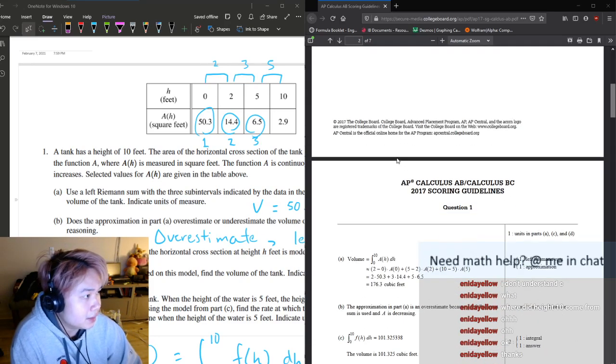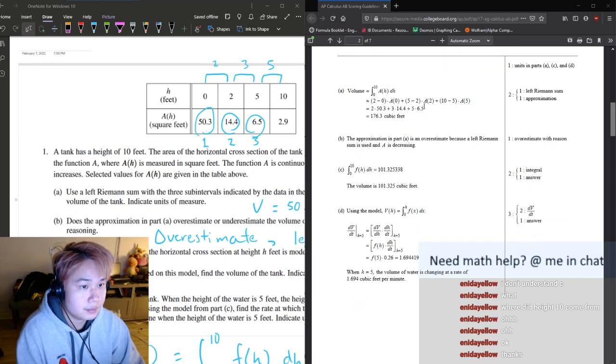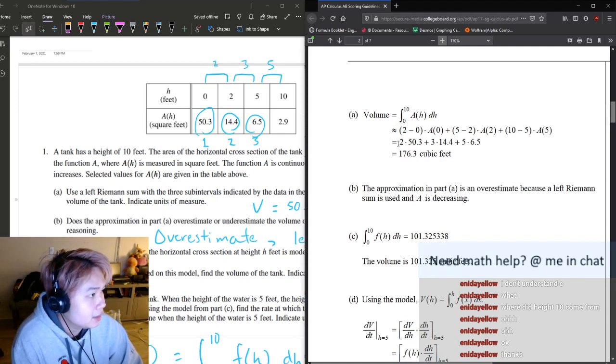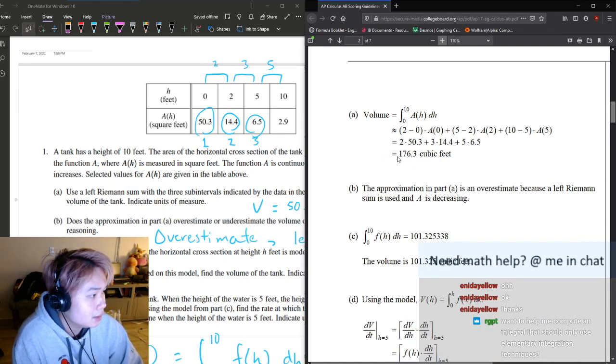So here's the answer key. And it says 176.3. Wow.